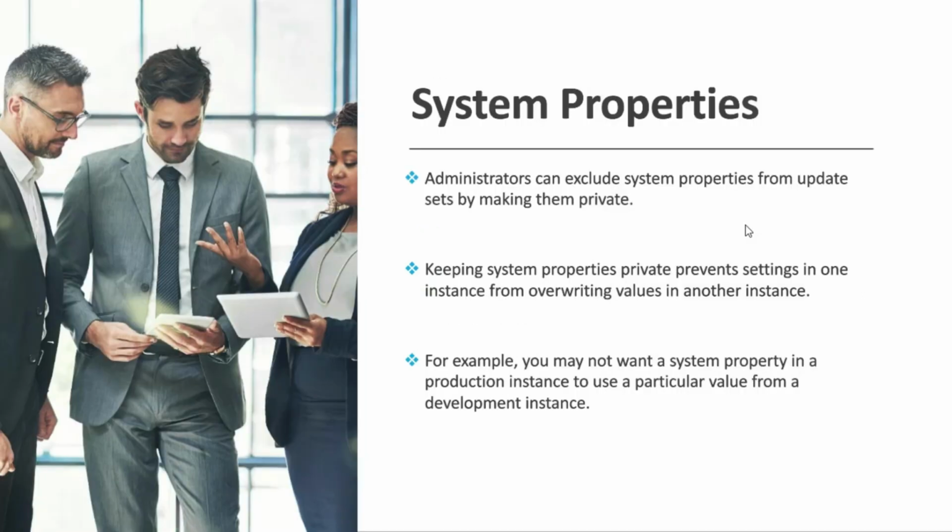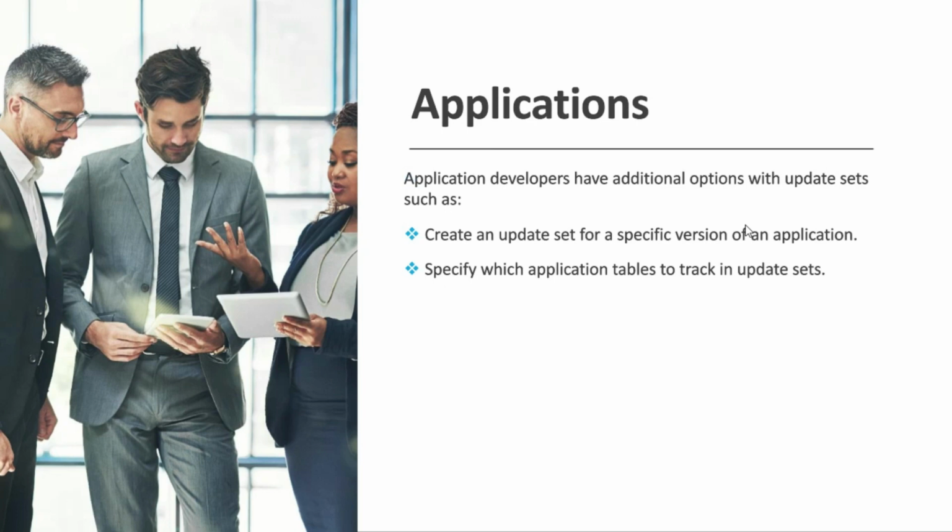Okay. So we will talk about update sets in terms of system properties. Administrators can exclude system properties from an update set by making them private. Keeping system properties private prevents settings in one instance from overwriting values in another instance. For example, you may not want a system property in a production instance to use a particular value from a developer instance.